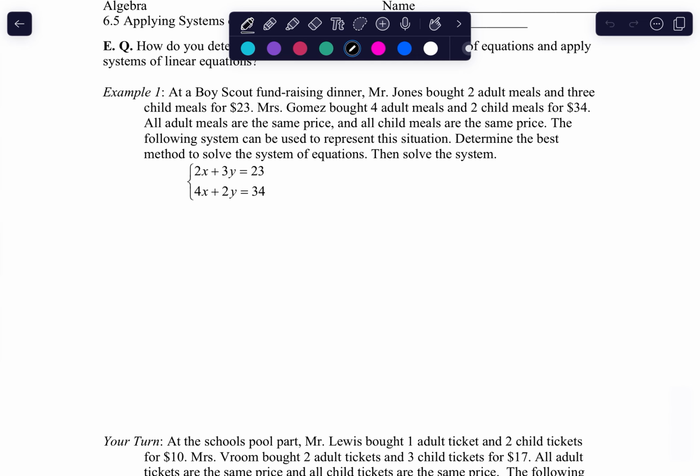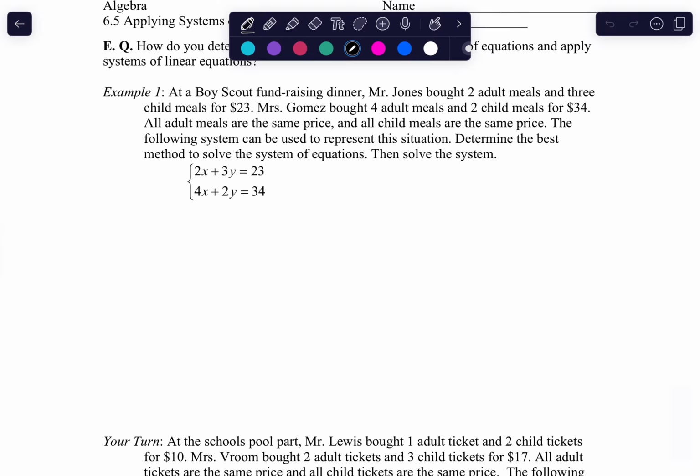So for our first example, it says, at a Boy Scout fundraiser dinner, Mr. Jones bought 2 adult meals and 3 child's meals for $23. Mrs. Gomez bought 4 adult meals and 2 child meals for $34. All adult meals are the same price, and all child meals are the same price. The following system can be used to represent this situation. Determine the best method to solve the system of equations, then solve the system.